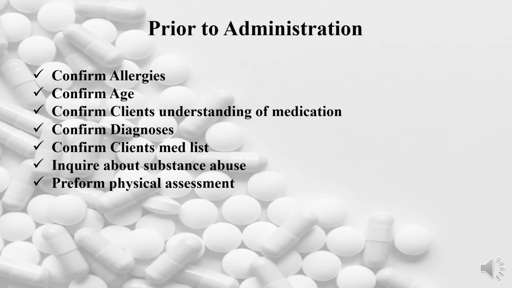So before you go to give a patient a medication, you need to confirm all of the following. You need to verify their allergies. You need to confirm their age, and that is because the younger or the older a patient is, the different effects a medication can have on these patients. If you have a very young patient who does not weigh much, their dosage is going to need to be much less than that of an adult. Whereas if you have an elderly patient, there may be issues with metabolism that would require them to have a decreased dose of a medication.